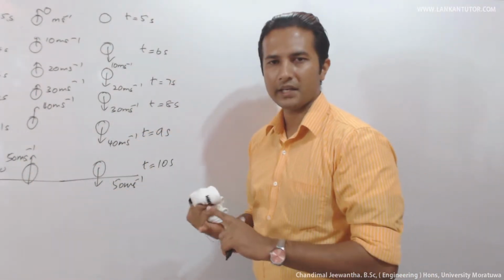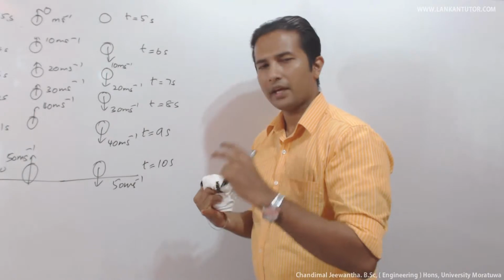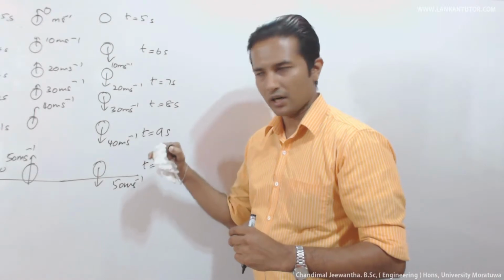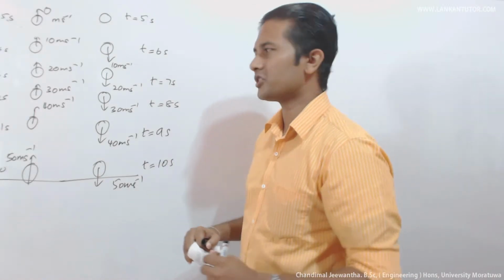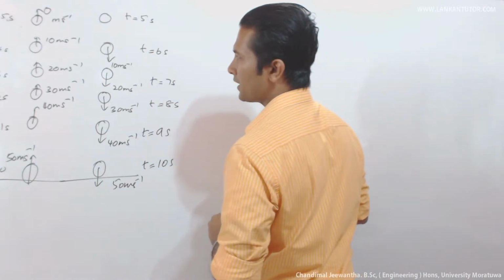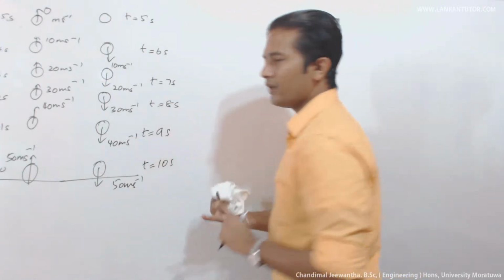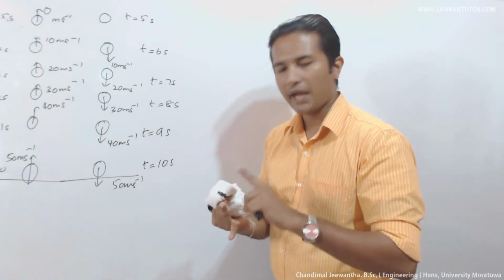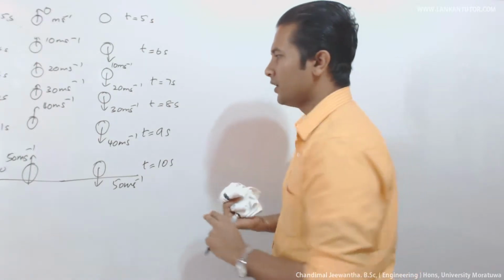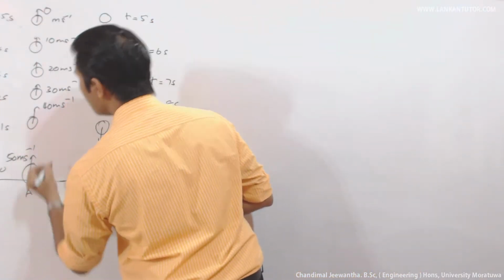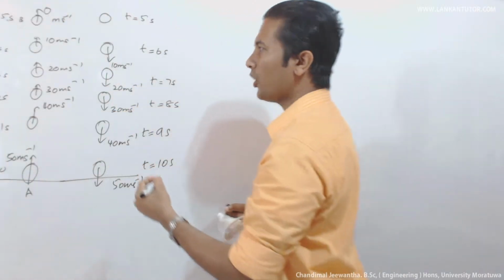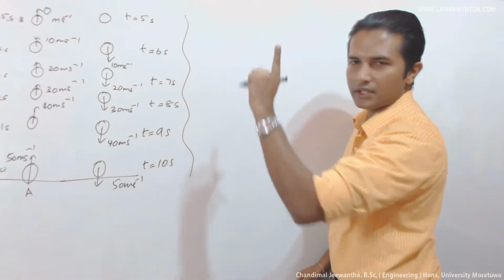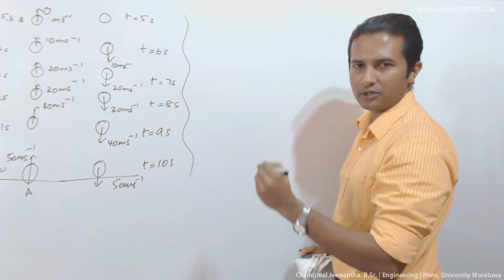What is the time of flight here? Time of flight is the time taken by the object in order to come back to its original position. That is called time of flight. Here we can find the maximum height gained by the object and the time taken. We can consider the initial point and the maximum point. Here we have to consider the upward direction as positive.